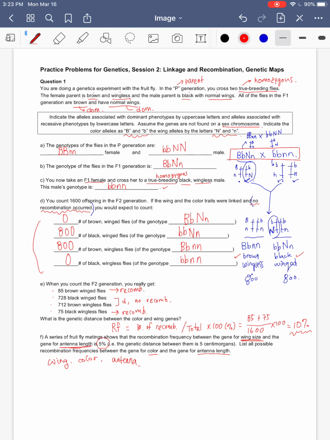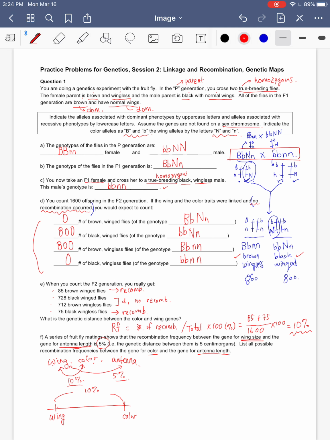Okay, so from E, we calculated that the genetic distance between wing and color is 10%. And in this problem, it tells us that the genetic distance or recombination frequency between wing and antenna length is 5%. So let's think of this on a line of a chromosome. Since 10% is greater than 5%, we know that wing and color should be farther apart than wing and antenna. So let's put them on each end. So we have wing here, color here, and this here is 10% distance.